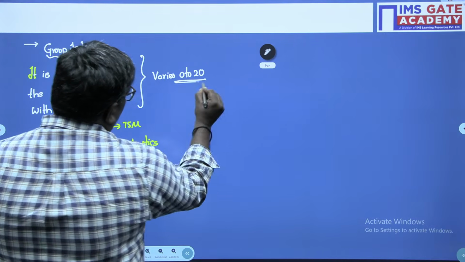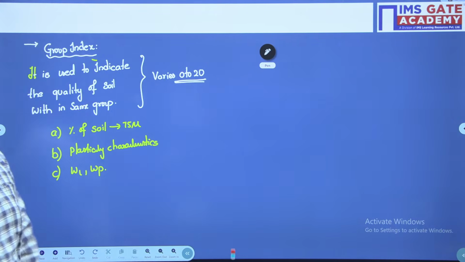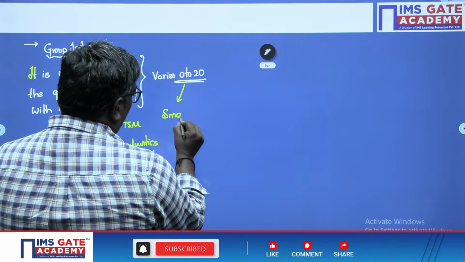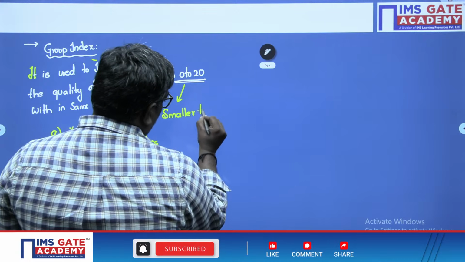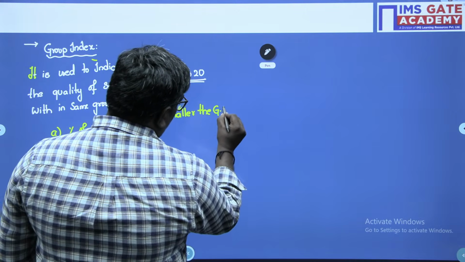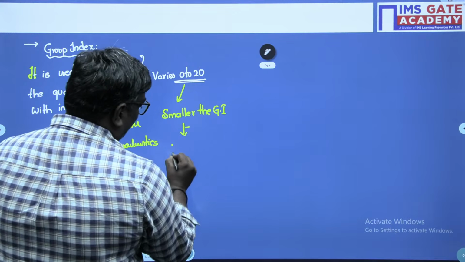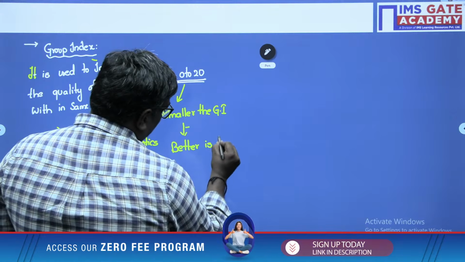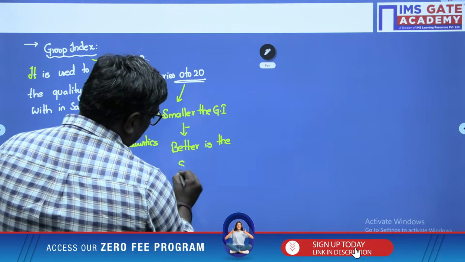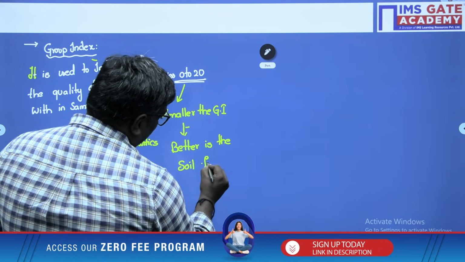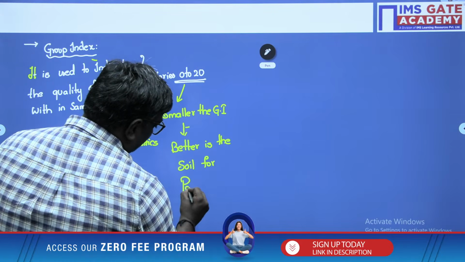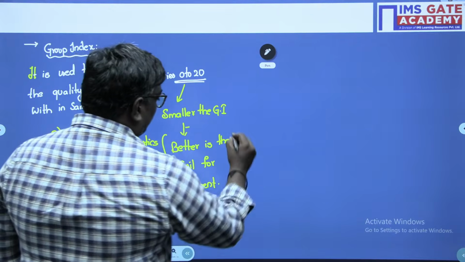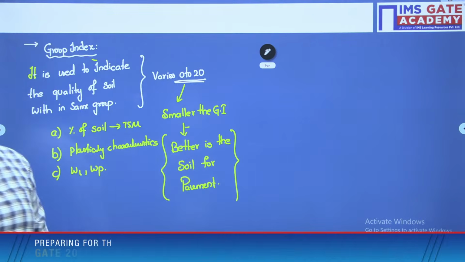Here also group index varies between what and what, sir? 0 to 20. Here you should understand that the smaller the group index, the better is the soil for pavement. Smaller the group index, better is the soil for what, sir? Better is the soil for pavement. You should always remember this, students. I hope you are following.